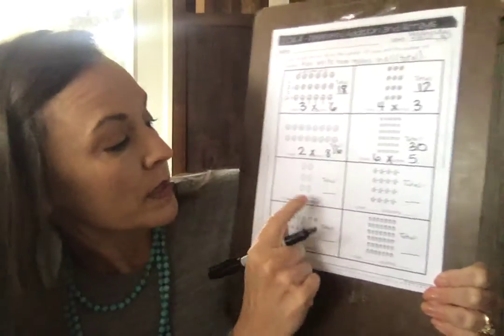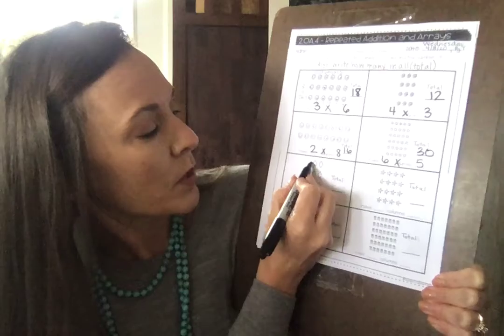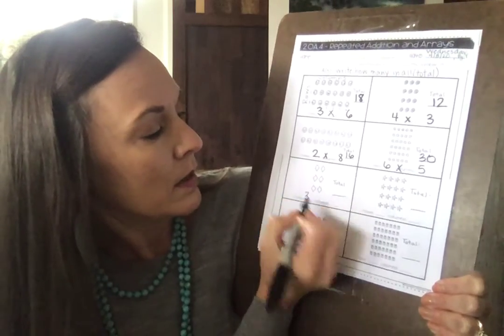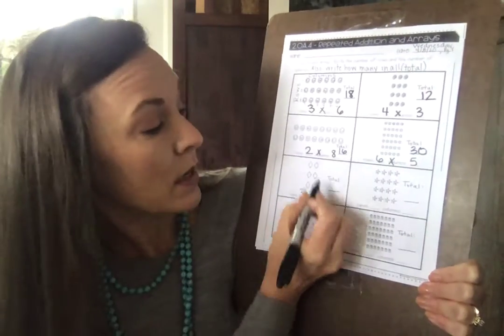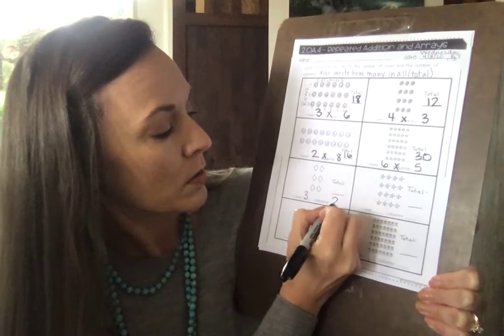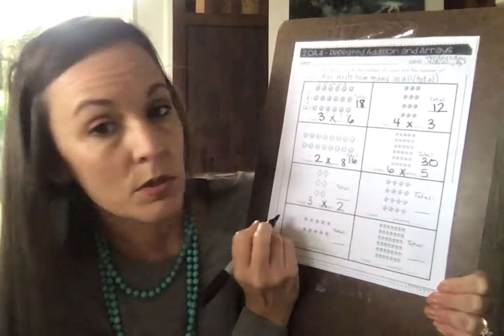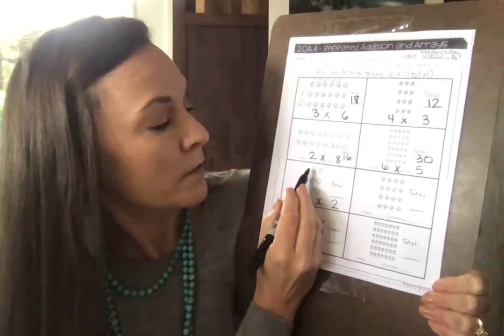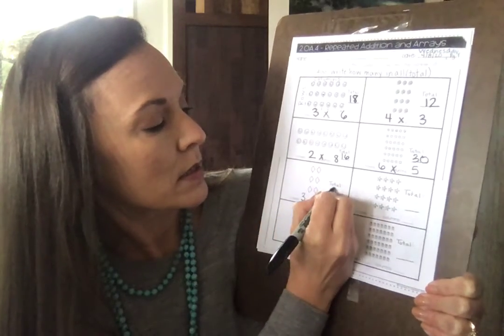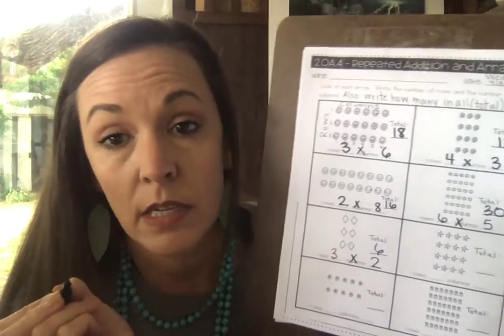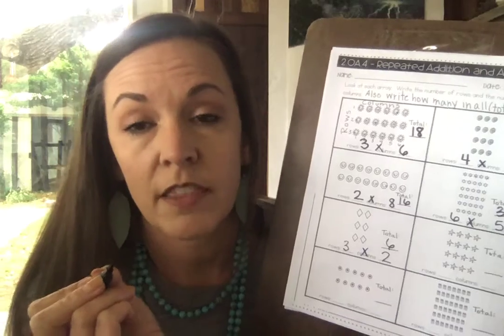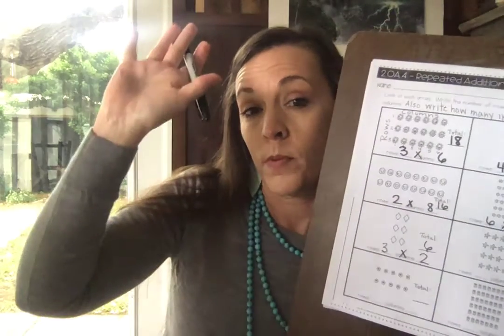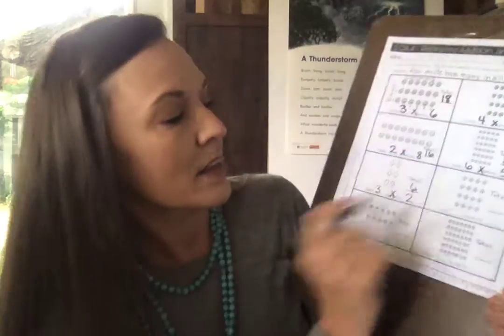All right, you should be completed. So here we go. How many rows? 1, 2, 3. How many are in each row, or how many columns? 1, 2. I'm thinking 3 times 2 for a product of 6. There are 6 in all. If you got that right, give yourself a whoop, whoop. Nice job.